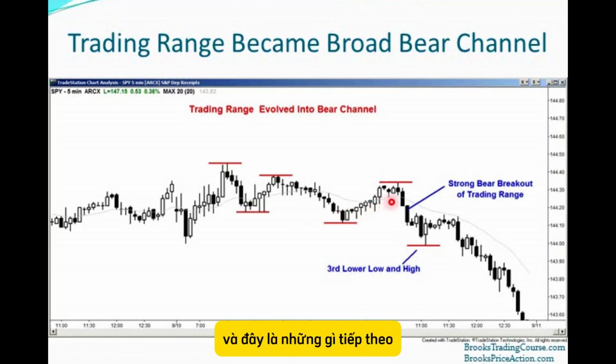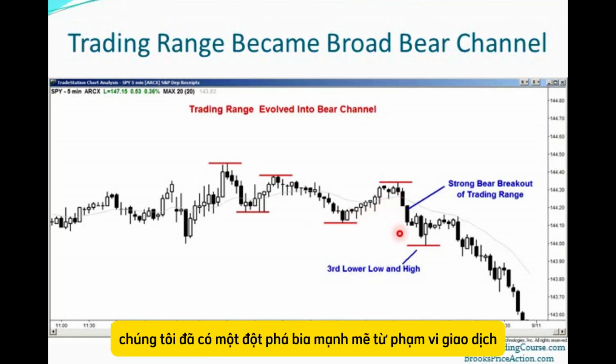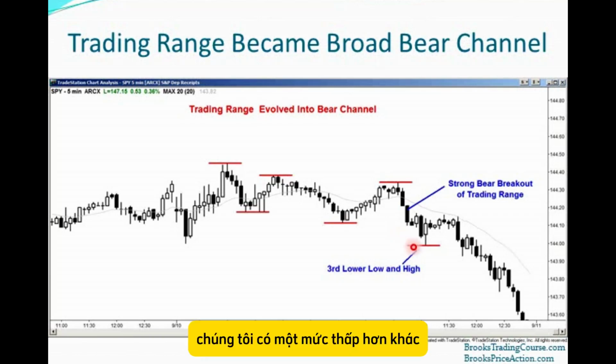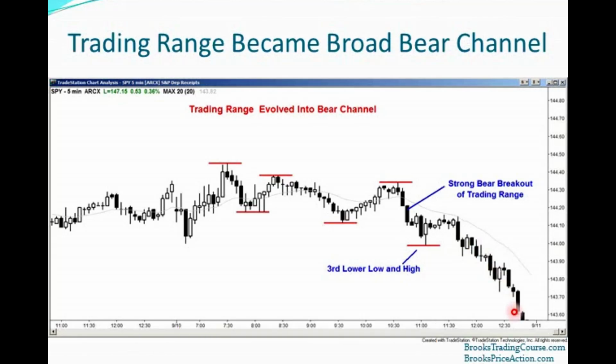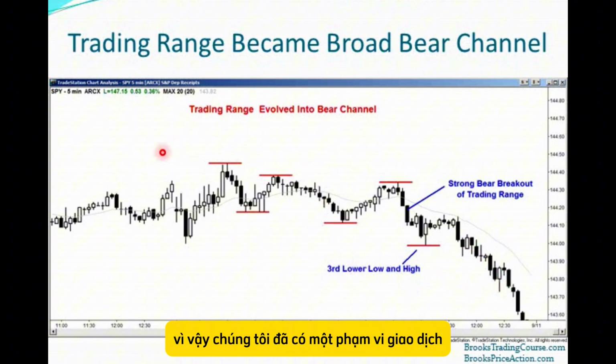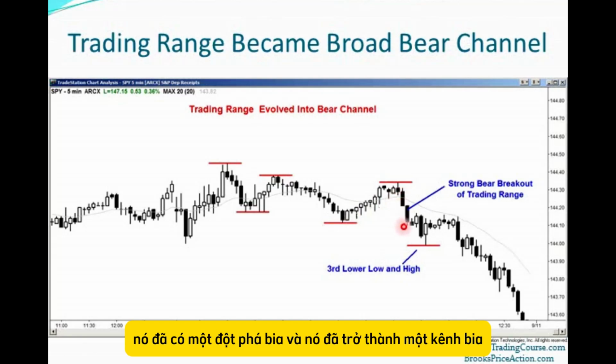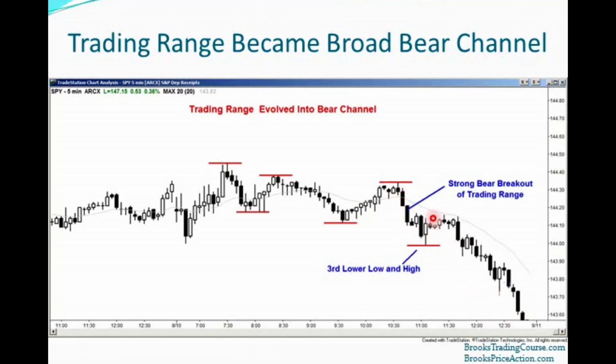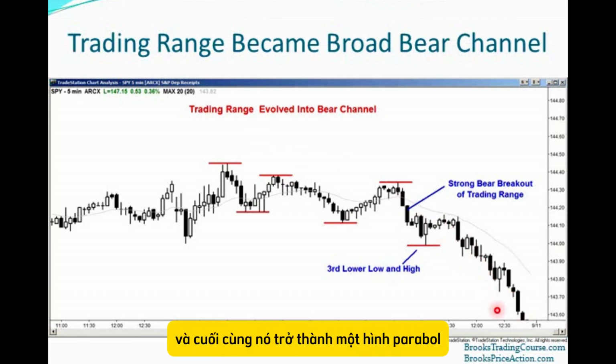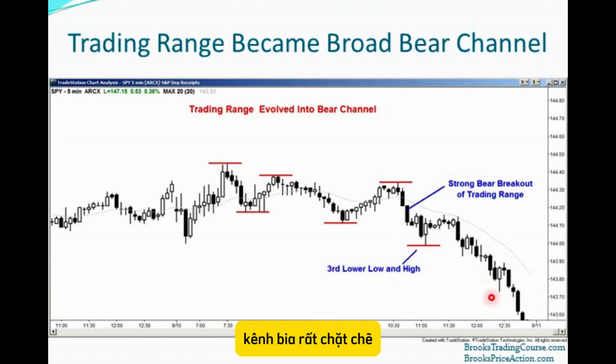And this is what followed. We had a strong bear breakout from the trading range. We got another lower low, and then the trend accelerated into a strong parabolic channel into the end of the day. So we had a trading range, and it started forming lower highs and lower lows. It had a bear breakout, and it became a bear channel, a broad bear channel, and eventually it became a parabolic, very tight bear channel after this strong bear breakout.